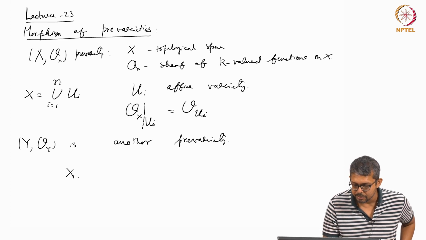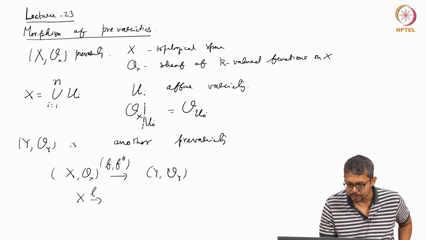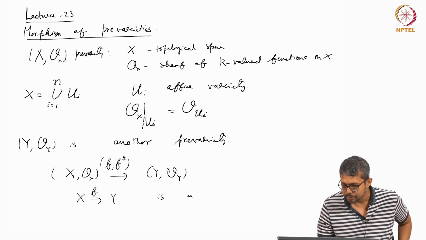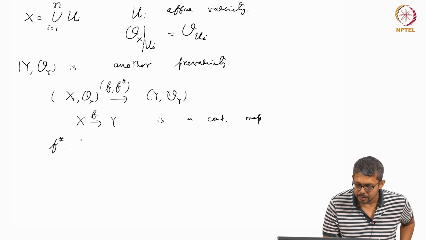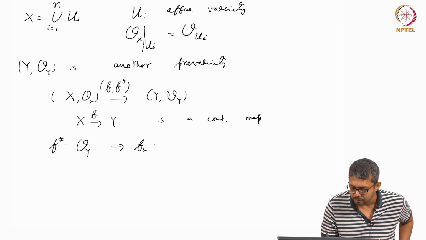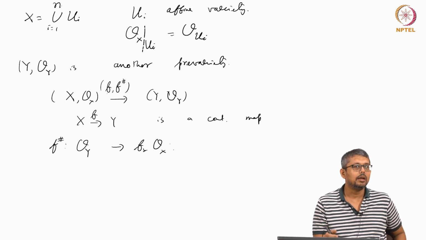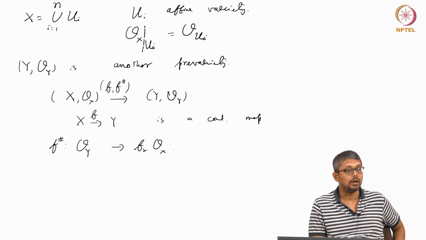Then a morphism is abstractly defined as (X, O_X) to (Y, O_Y), (F, F hash), where F is a continuous map, and F hash takes O_Y to F lower star of O_X, right? This was the definition of morphism of pre-varieties, right? Now, what does it mean?